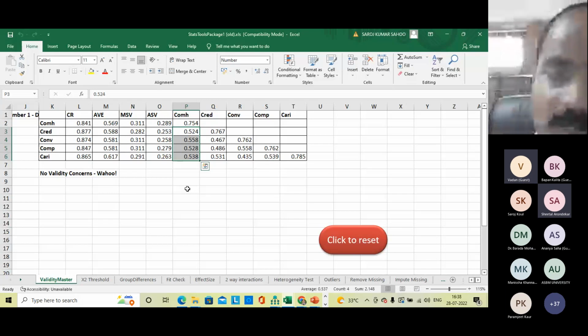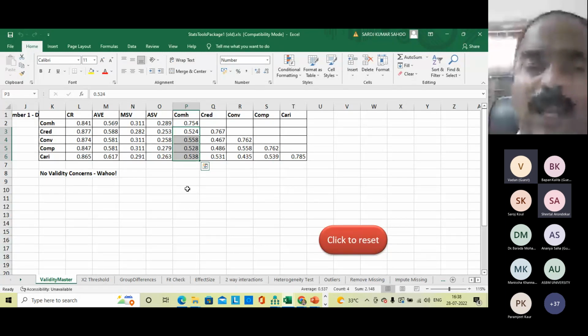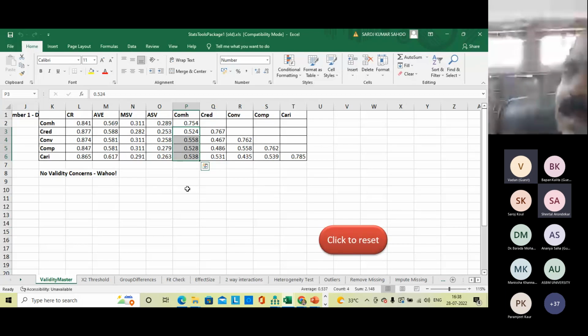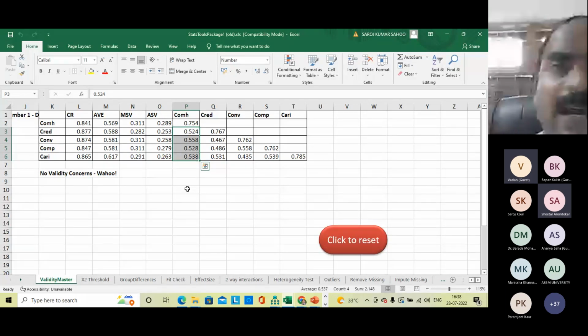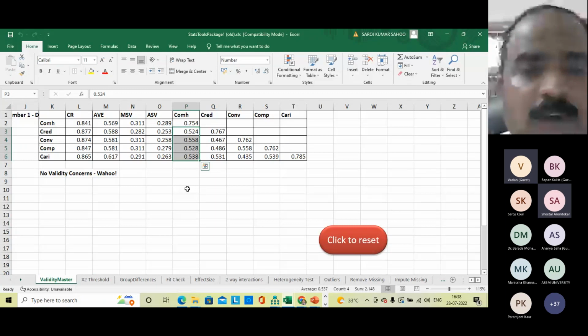I hope all of you are clear. Had anything not been less than the square root of AVE, exactly that value would be seen as a red highlighted area. Such a beautiful Excel sheet Gaskin has made. If any value is not less than the square root of AVE, that particular value will be red highlighted automatically. If you practice, you will know. Do not worry. In my case, all the values are sufficiently less than the square root of AVE.